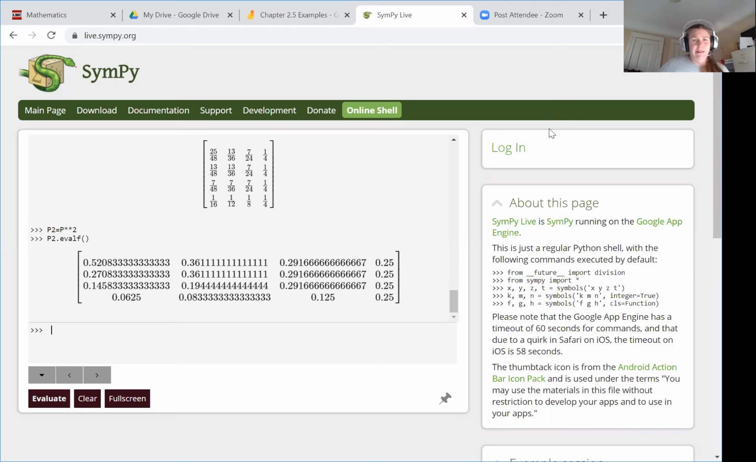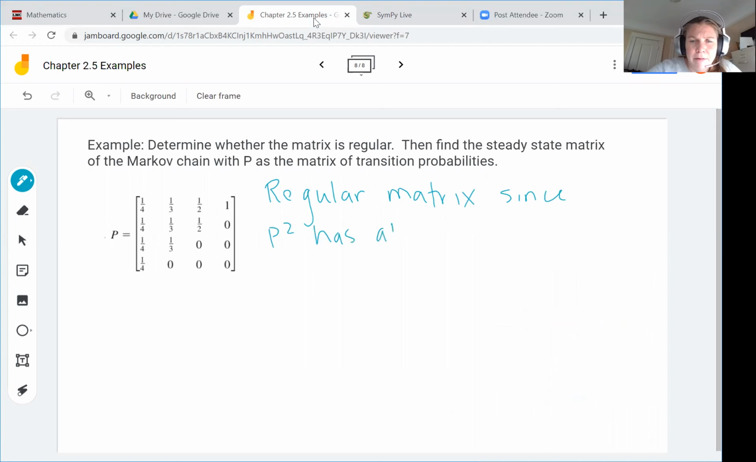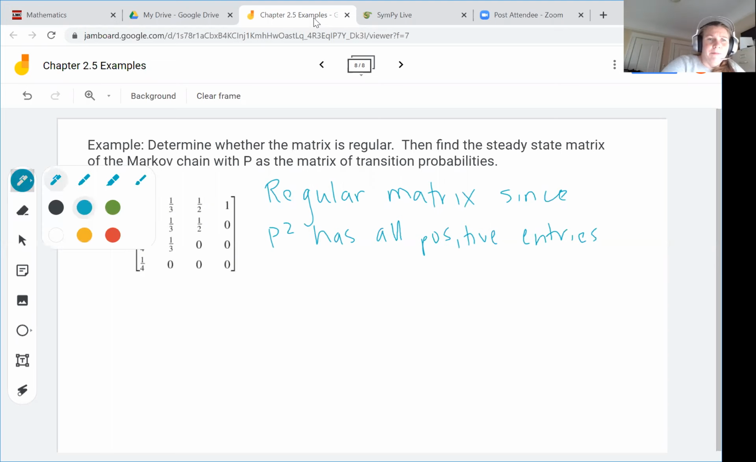All right, so we can say these are all positive. They're all between 0 and 1. So P is a regular matrix. So that's the first part of our problem. So my note here is to say that this is a regular matrix since P to the second power has all positive entries. And now we want to find the steady state.